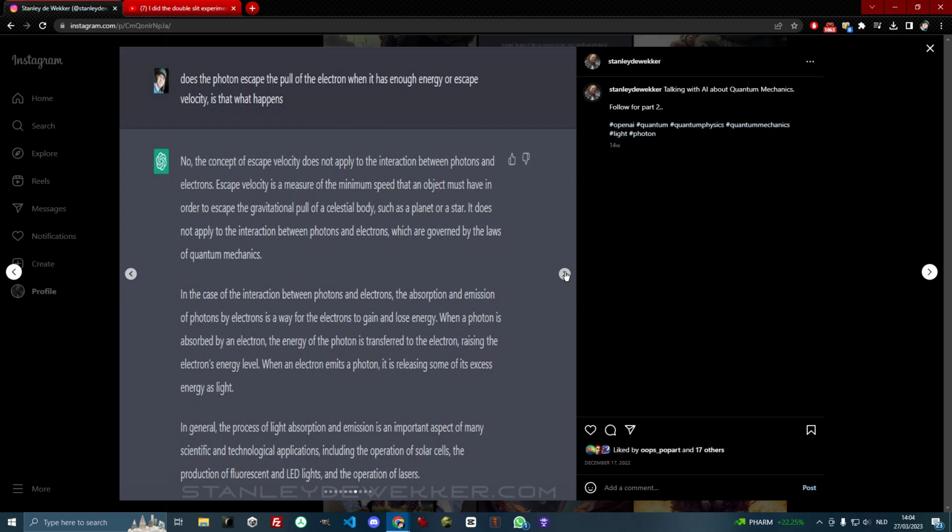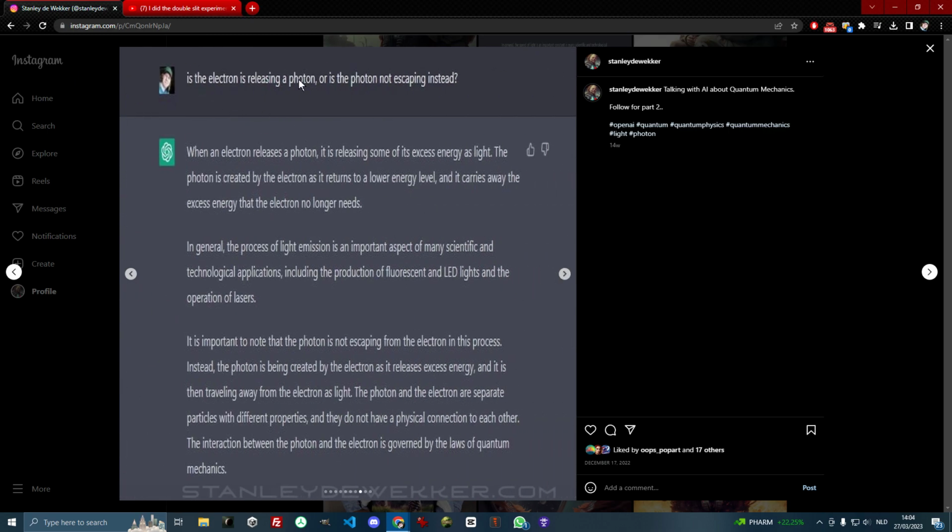So anyway, I've already told all this stuff. Is the electron releasing a photon, not escaping? Here I'm asking these questions. Of course, it's not going to tell me that I'm wrong. When an electron releases photons, it's releasing some excess energy as light. The photon is created by the electron. So photons are created by the electron as it returns to a lower energy level, and it carries away the excess energy the electron no longer needs.